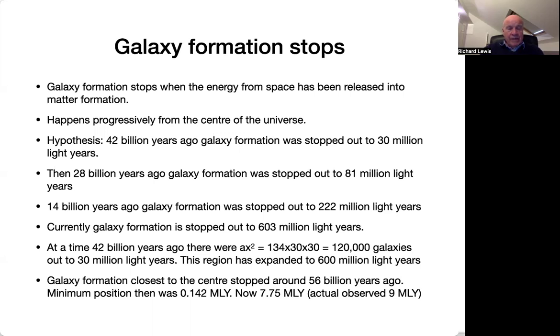There's also the point that the closest galaxy to the center is around 9 million light years. So if we assume that formation closest to the center stopped around 56 billion years ago, the minimum position then was 0.142 million light years, and that would now equate to 7.75 million light years. So that's then of the same order of magnitude as the observed value for the closest galaxy.